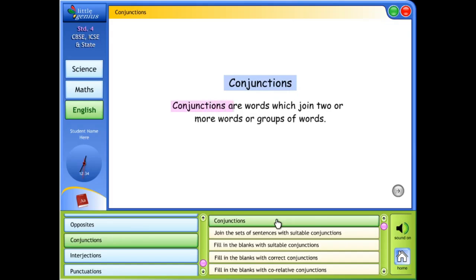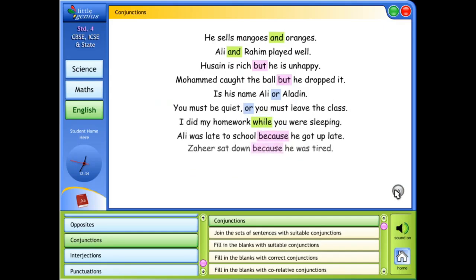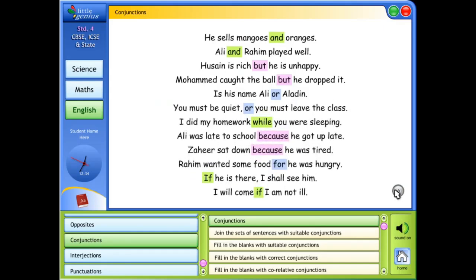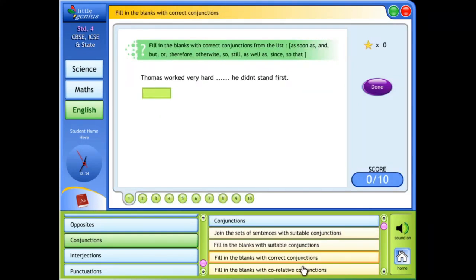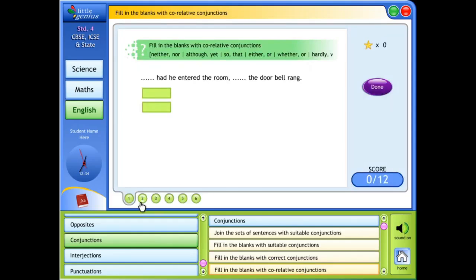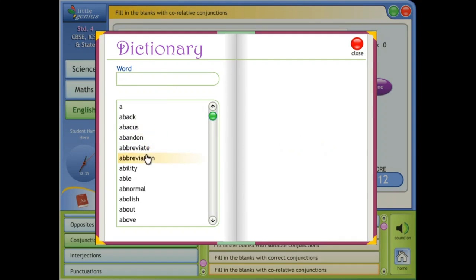Conjunctions. Conjunctions are words which join two or more words or groups of words. For example, and, but, or, while, because, for, if, so, etc. Abbreviation.